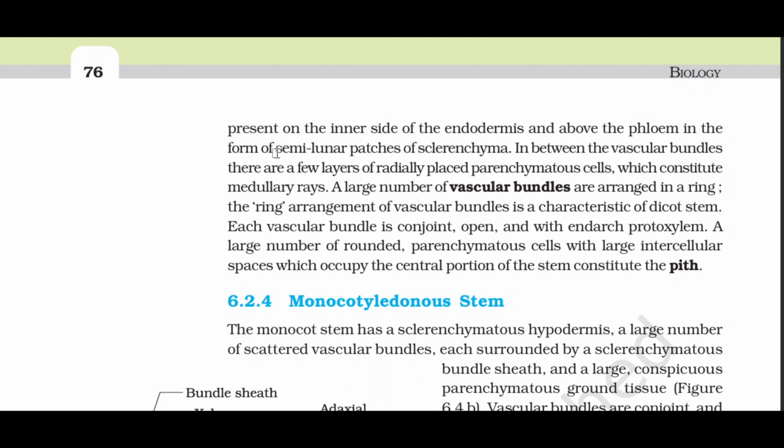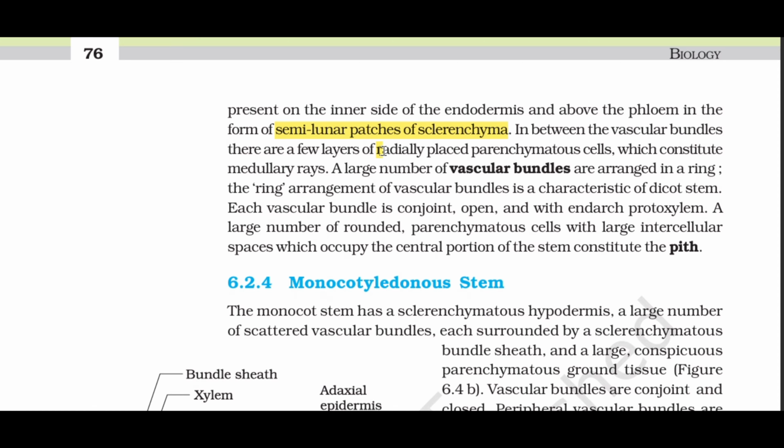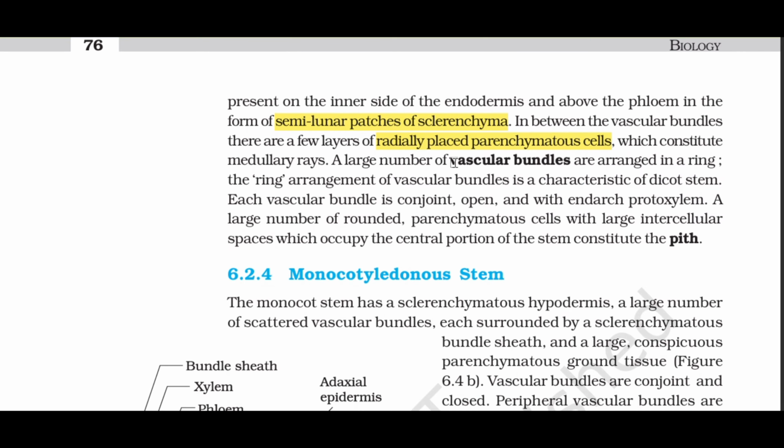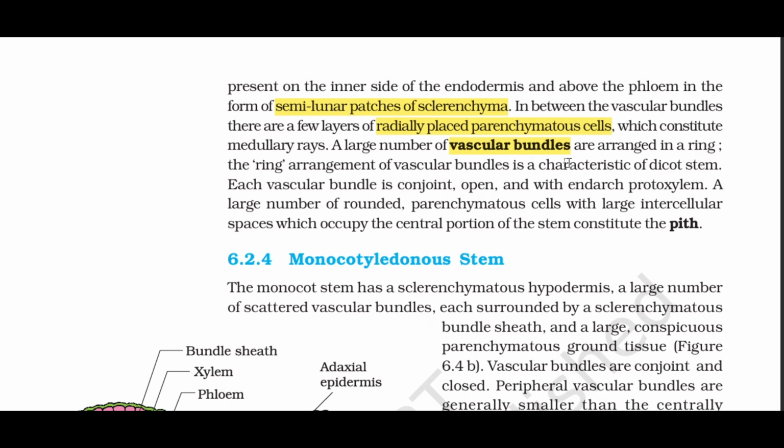Pericycle is present on the inner side of the endodermis and above the phloem in the form of semilunar patches of sclerenchyma. In between the vascular bundles there are a few layers of radially placed parenchymatous cells, which constitute medullary rays. A large number of vascular bundles are arranged in a ring. The ring arrangement of vascular bundles is a characteristic of dicot stem. Each vascular bundle is conjoint, open, and with endarch protoxylem.